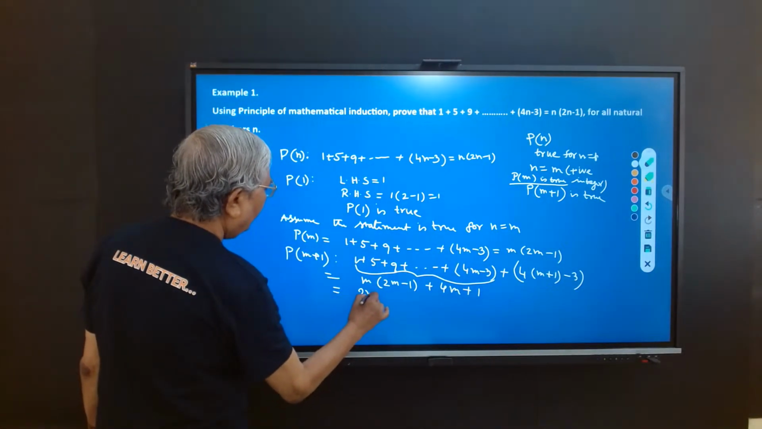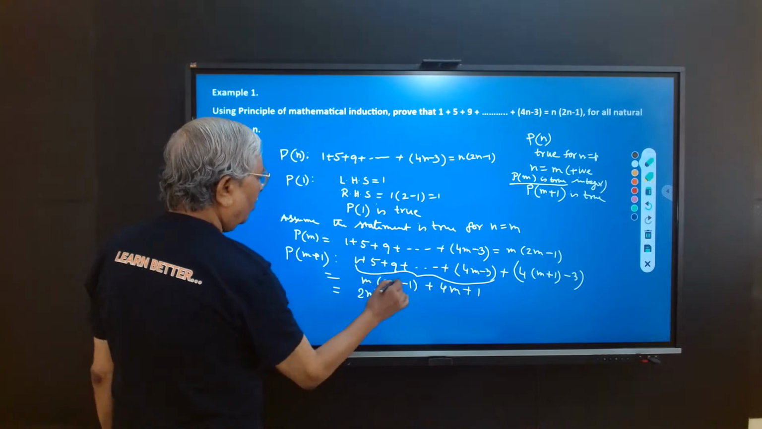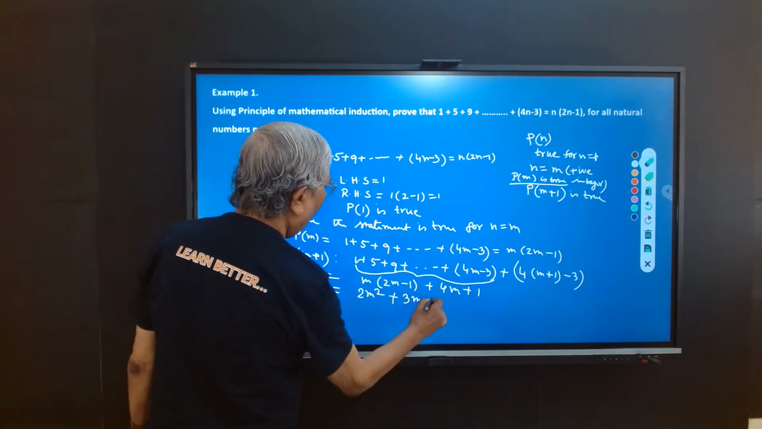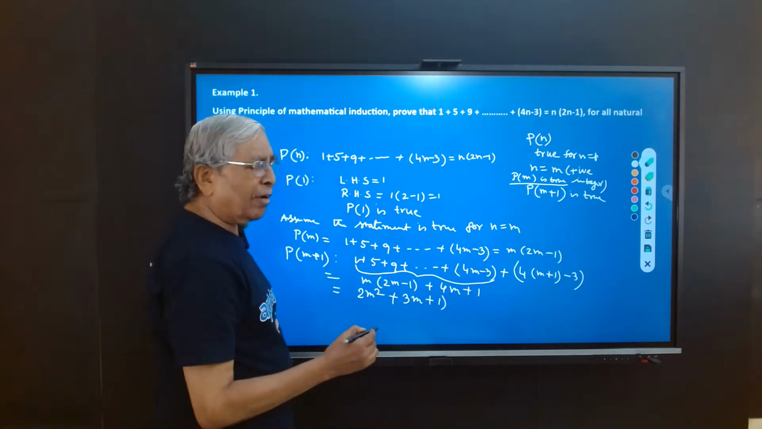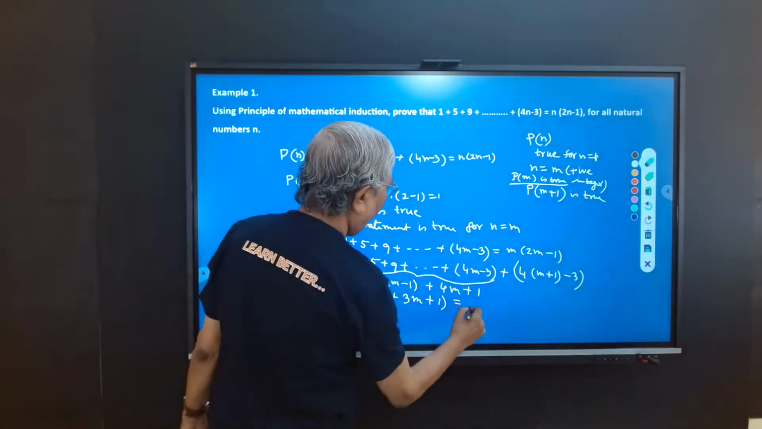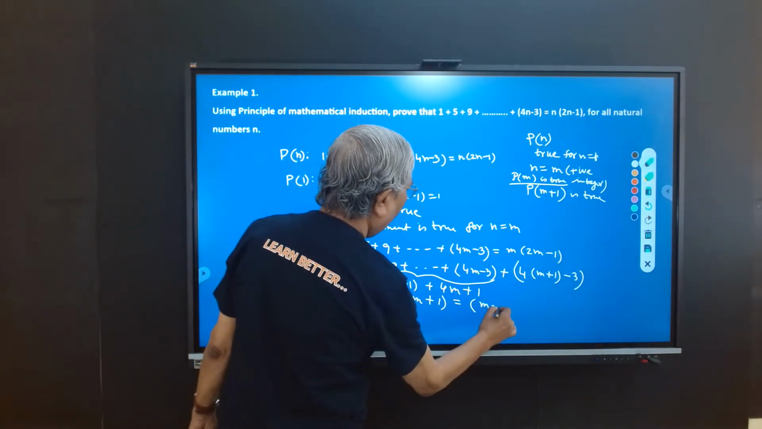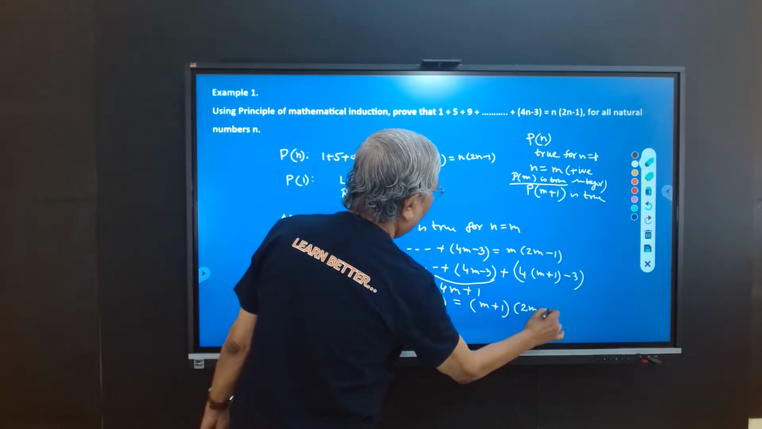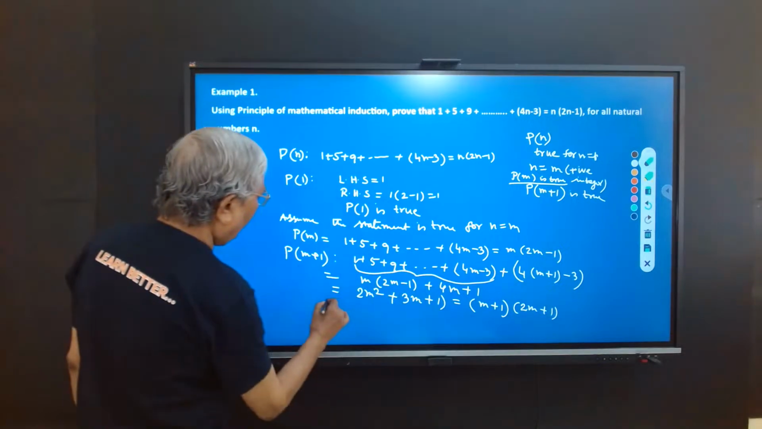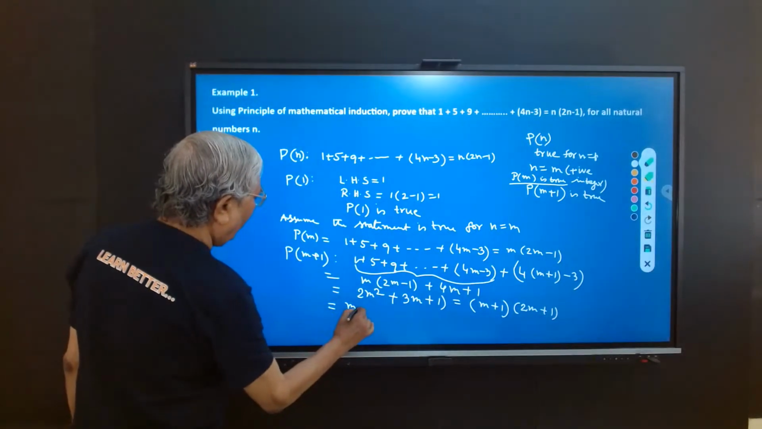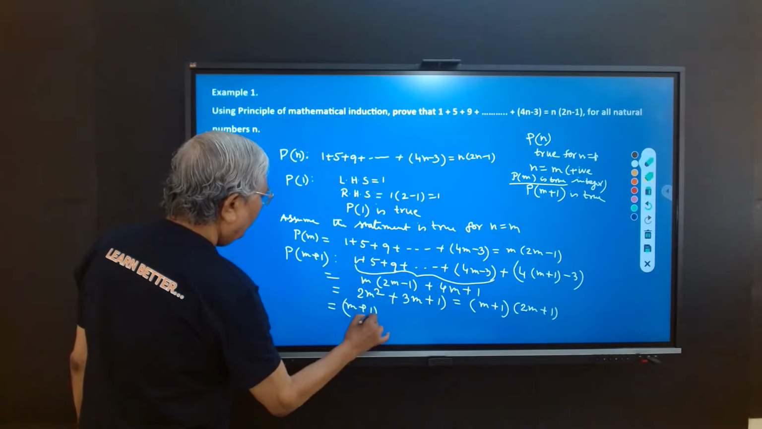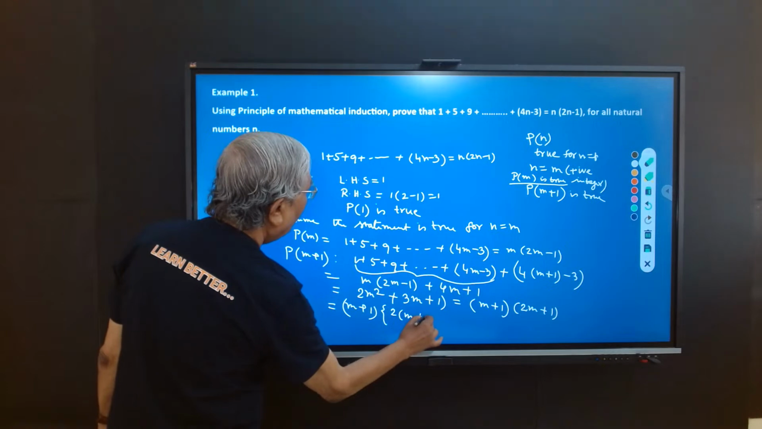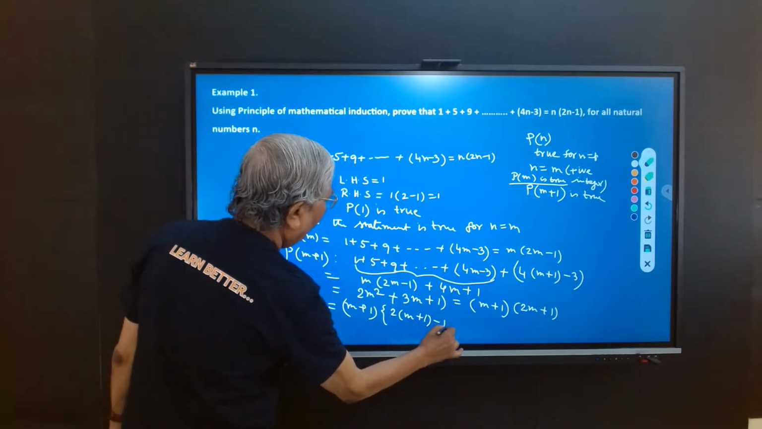2m squared minus m plus 4m plus 1, that is 2m squared plus 3m plus 1. If we factorize it, what do we get? m plus 1 into 2m plus 1. So this term we can write as m plus 1 into 2 into m plus 1 minus 1.